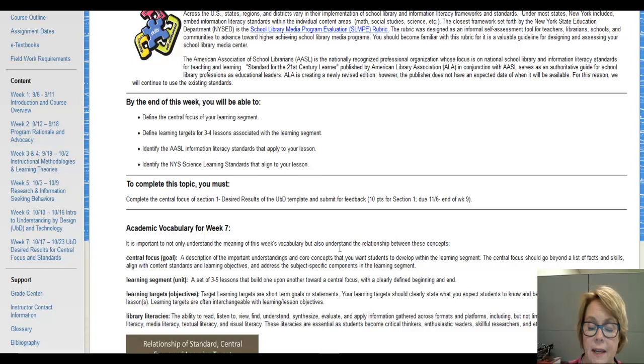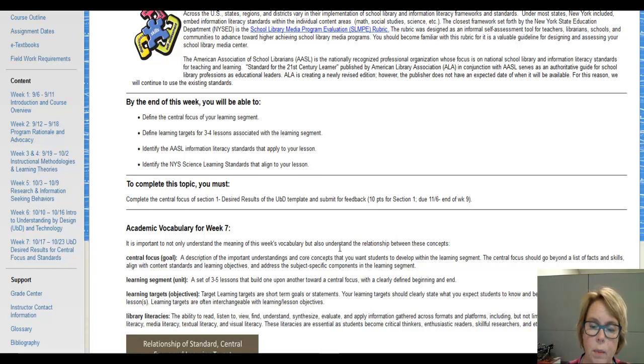It also is the point where we begin to actually apply all this knowledge you've been learning through your readings, through your writings, everything that you have learned about instructional methodologies, about what constitutes a good research assignment. You're actually going to be able to use that information to develop a really great lesson using understanding by design.